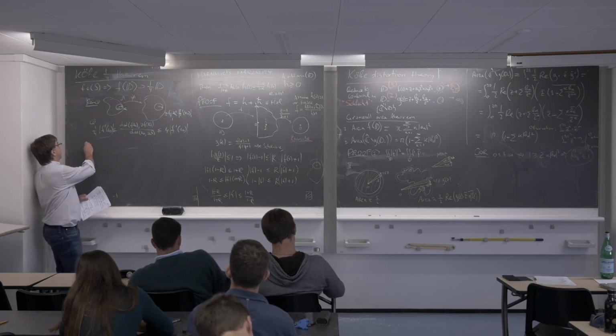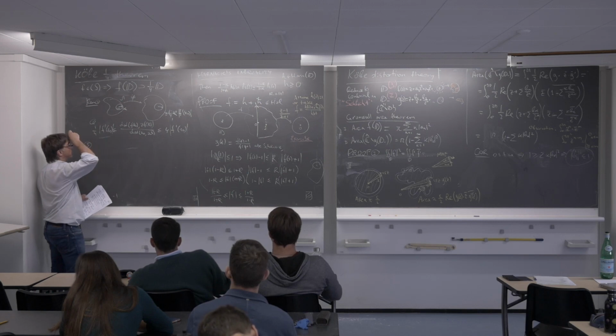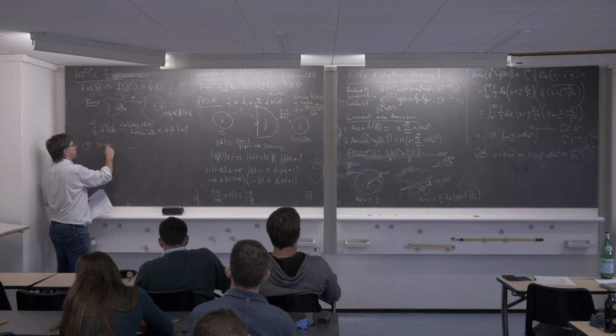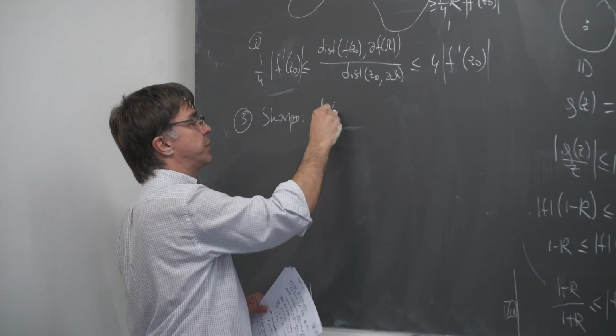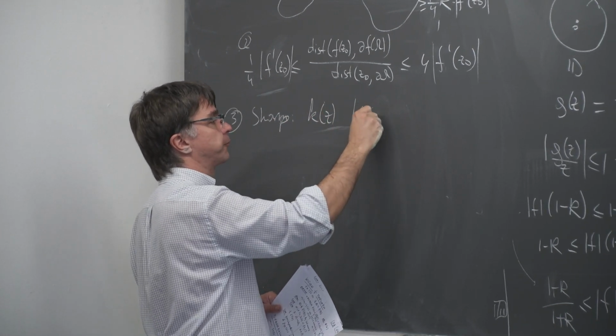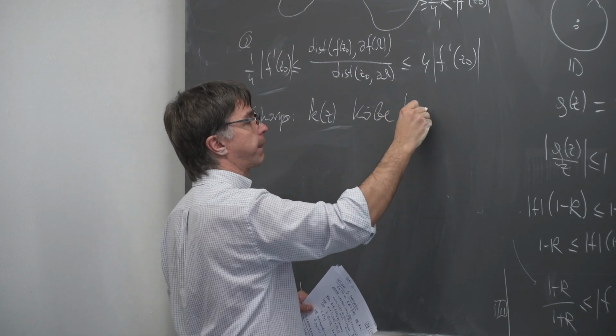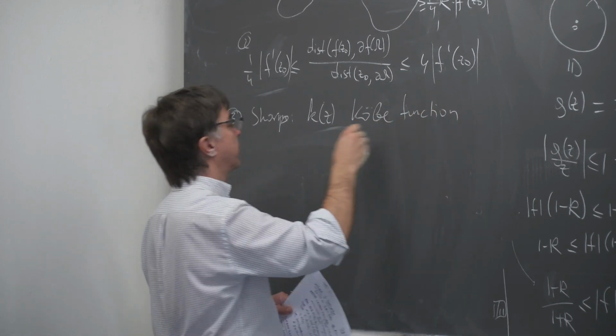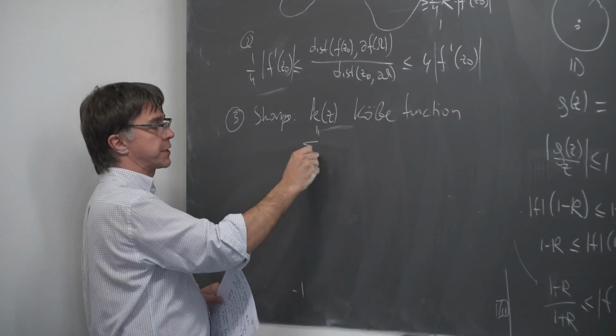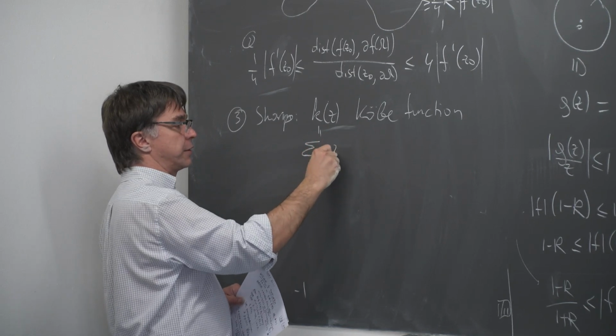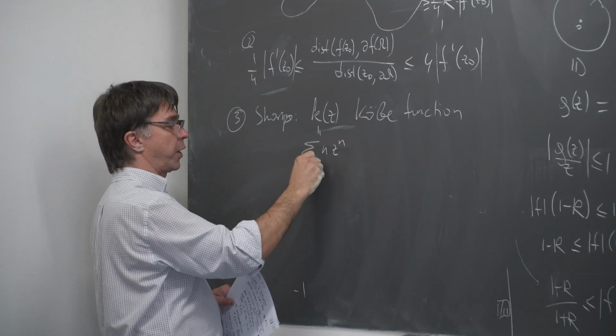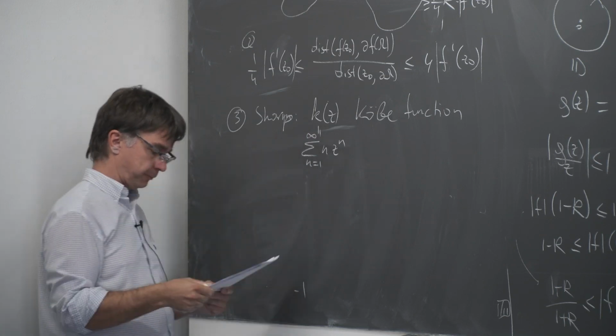Okay, now the third remark, that this estimate is sharp. There is a function k of z, which is called the Koebe function, which has a very nice formula: the sum of n z to the power n from 1 to infinity.